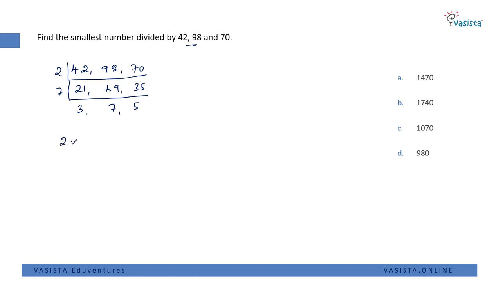That is going to be 2 into 3 into 5 into 7 into 7. Now, so 2 3s are 6, 6 5s are 30 into 7 7s are 49. Now multiply this, right, 49 into 3, that is 1470. So the LCM of our smallest number, which is divided by 42, 98 and 70 is 1470. Option A is the right one.